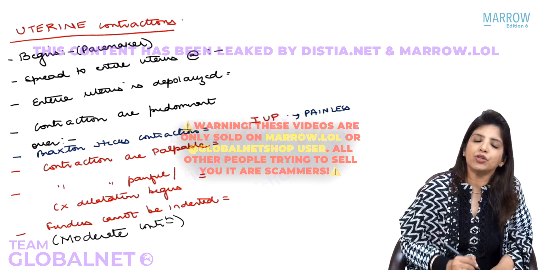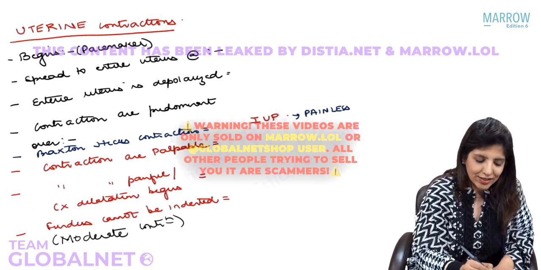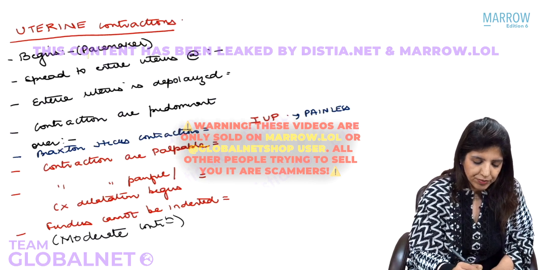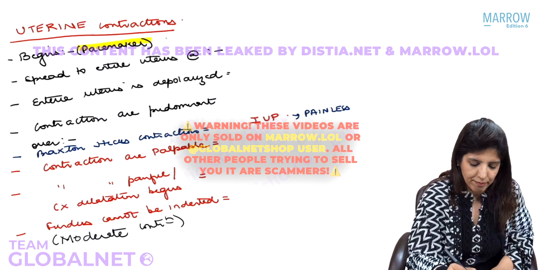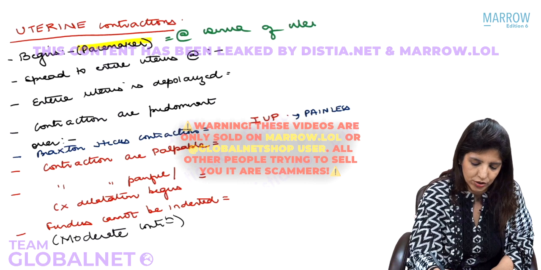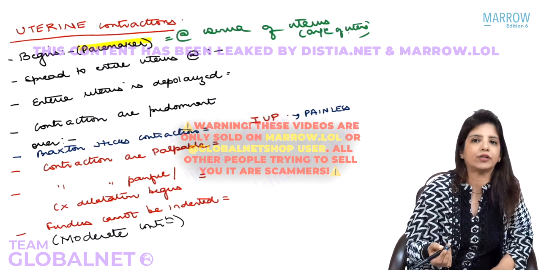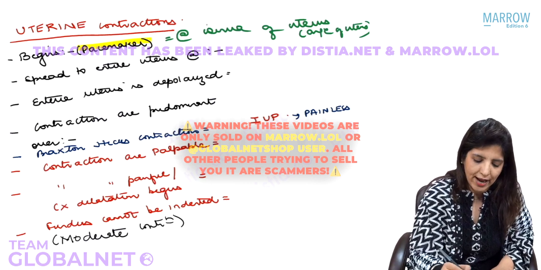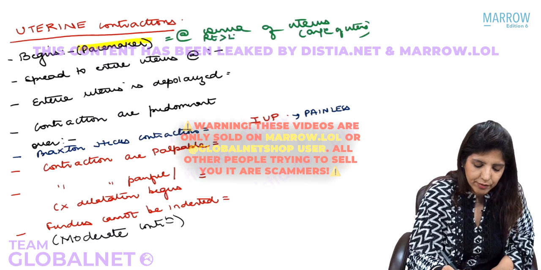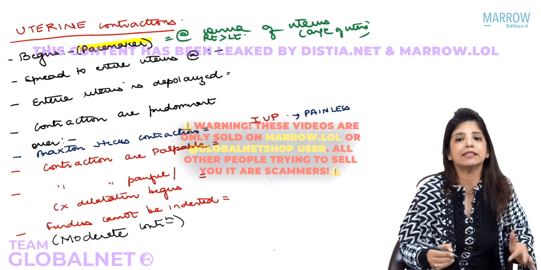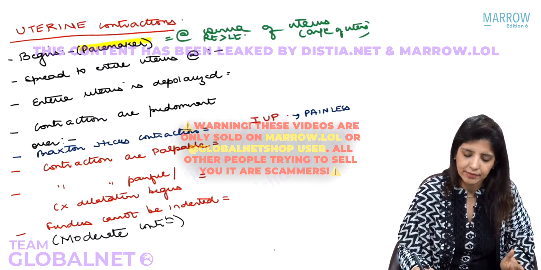So from where do the uterine contractions begin, or what is the pacemaker for the uterine contractions? Remember that the uterine contractions begin at the cornua of the uterus. And what is the cornua of the uterus? The angle of the uterus. So cornua is the other name for the angle of the uterus. Most of the time it begins from the right cornua, and less common is the left cornua.